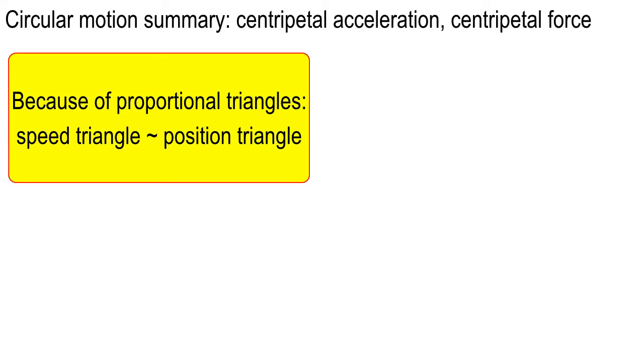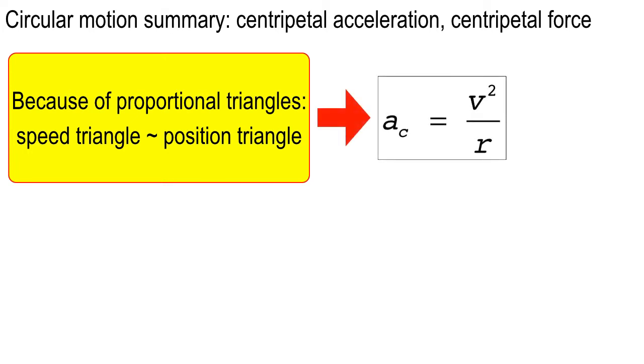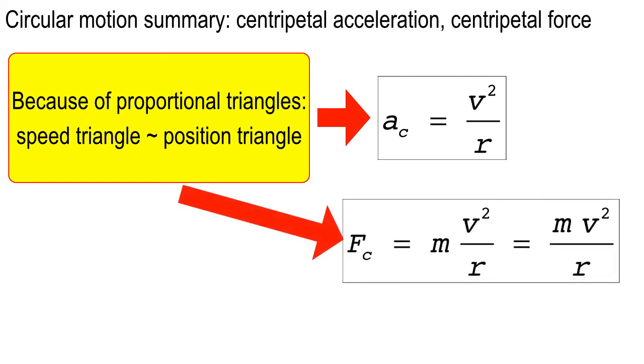Because we have proportional triangles, the speed triangle and the position triangle, we can say that the centripetal acceleration is v squared over r. And the centripetal force is simply F equals ma of that. So F subscript C is m times v squared over r. Okay? And those are the two centripetal force formulas.